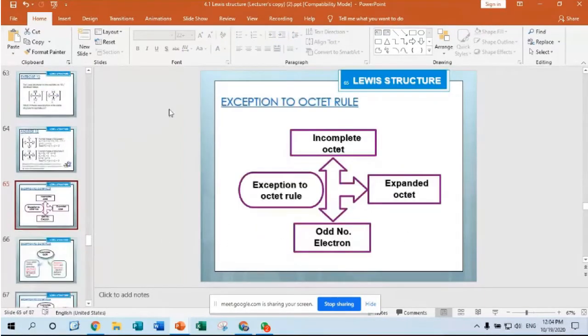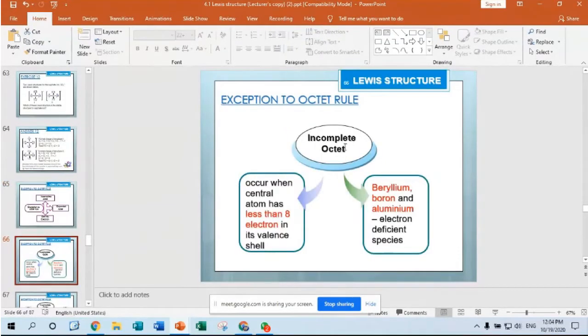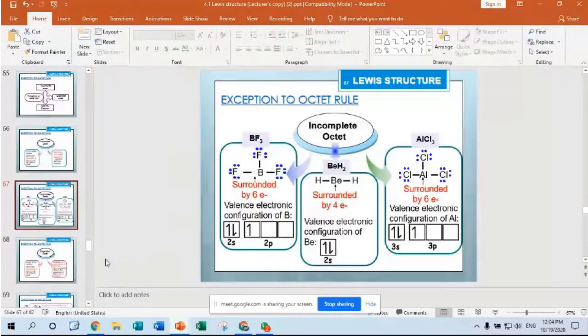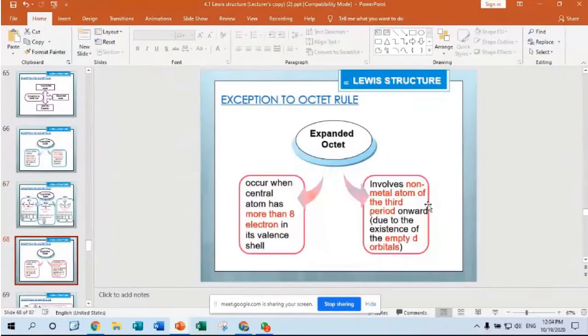Next is exception to octet rule: incomplete octet, expanded octet, or odd-number octet. So I taught you all before, right? Incomplete means less than 8 valence electrons. For example, beryllium, boron, aluminium, because they are electron deficient species. And then expanded means more than 8. Non-metal atoms of the third period onwards, due to the existence of d orbitals.